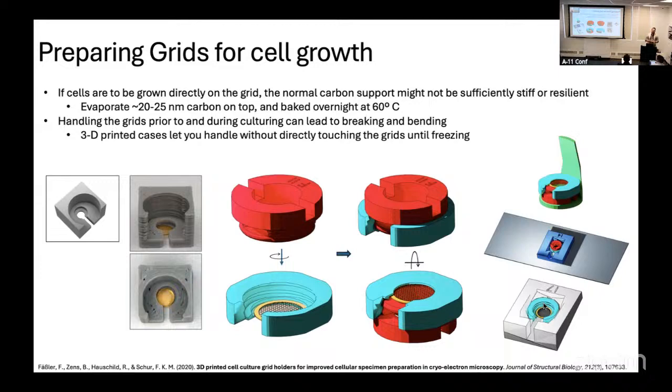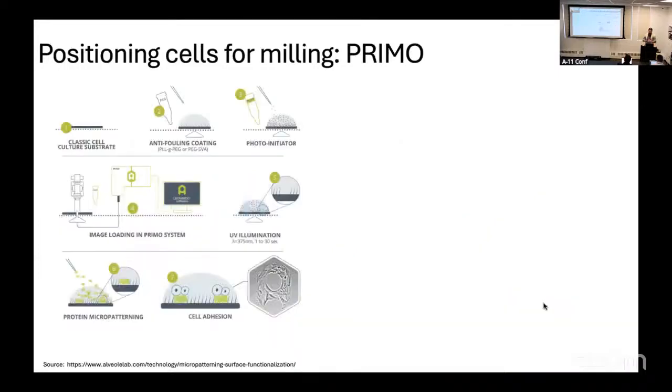So things like this, think about prior to doing your experiment: how am I going to handle the grid? Is the grid going to be resilient? These are really good things to think about before you even start the experiment, because once you're in it, you can waste a lot of grids and samples. So I talked about positioning the cells for milling.